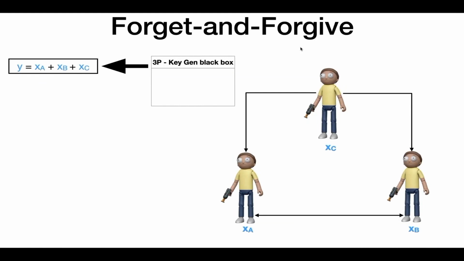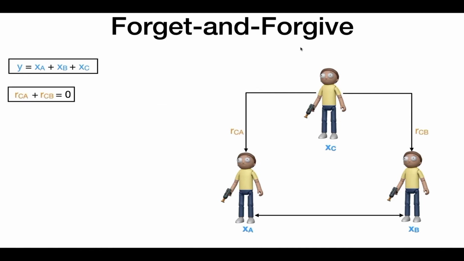Instead of secret key share SK, let's say that each Morty holds some personal number, XA, XB, and XC. We have an invariant, which is the sum of XA, XB, and XC, here equal to Y. Our task is to replace, or in other words, refresh, each of XA, XB, XC with a new XA', XB', XC', while keeping the invariant on the sum of the X primes equal to Y.